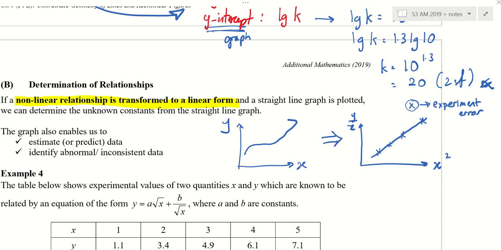Predict data means this. For example, if I can predict this data like that, then I will say, oh, if x is, for example, a distance, I capture the distance from 1 meter to 10 meters. From here, I can predict 100 kilometers, where is the speed, something like that. You can predict the data later. Do you follow? So these are the two purposes.